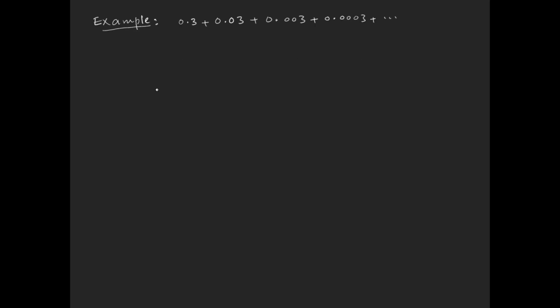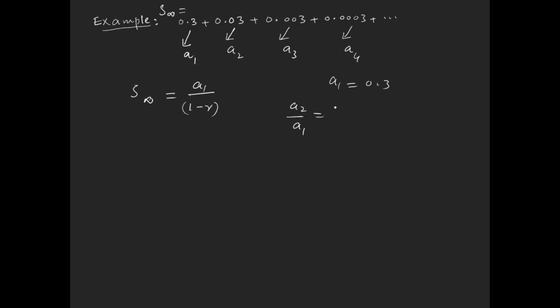Let's take an example. This is the first term, and this is the second term. This one is the third term, and this one is the fourth term, and so on. So this is an infinite geometric series. Now the formula to find the sum of an infinite geometric series is a1 divided by 1 minus r. But what is r? a1 is 0.3. But what is r?